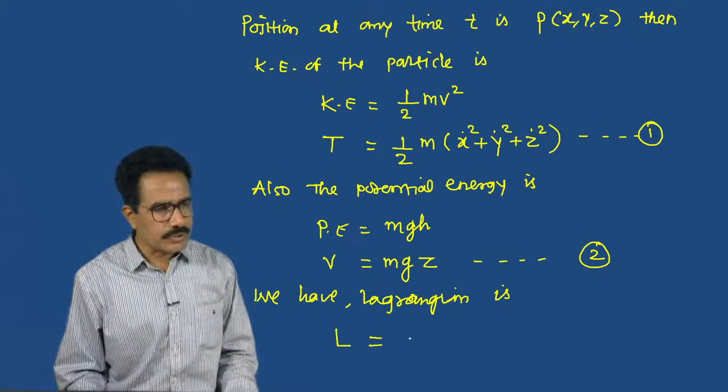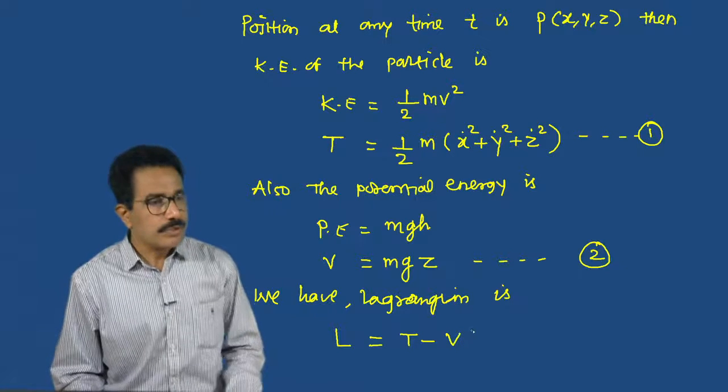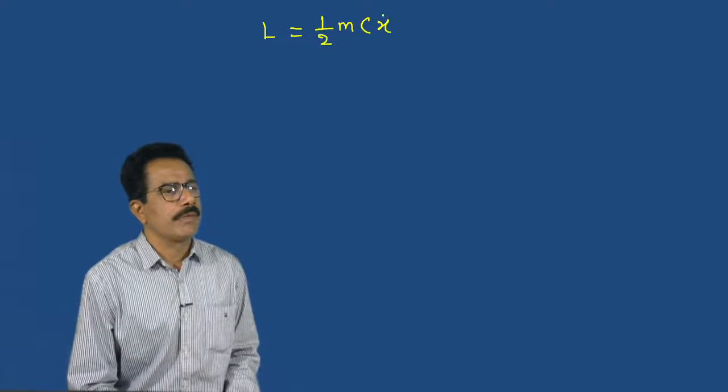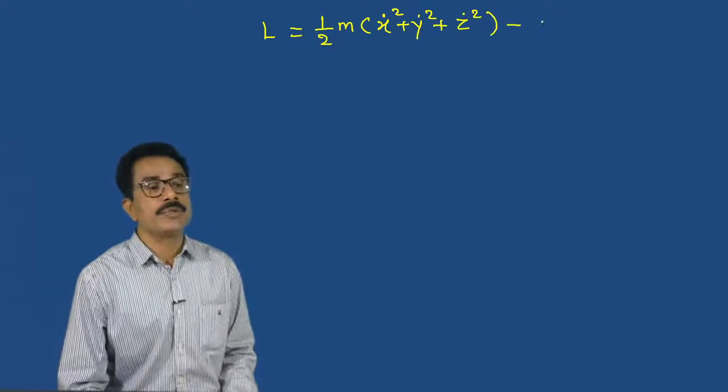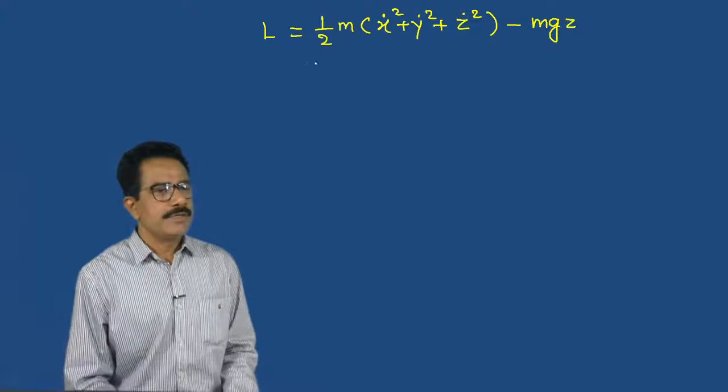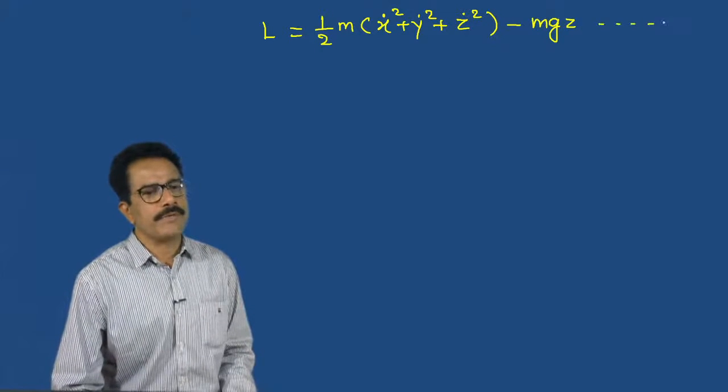L is equal to T minus V. So put the value of T. L is equal to 1 by 2 m into x dot square plus y dot square plus z dot square minus V, which means minus mgz. Is it okay? Suppose this is equation number 3.